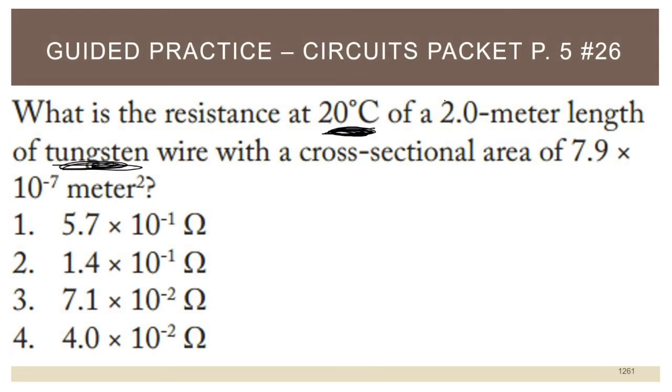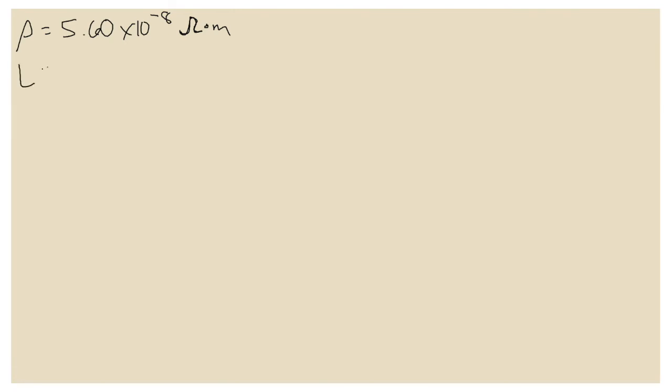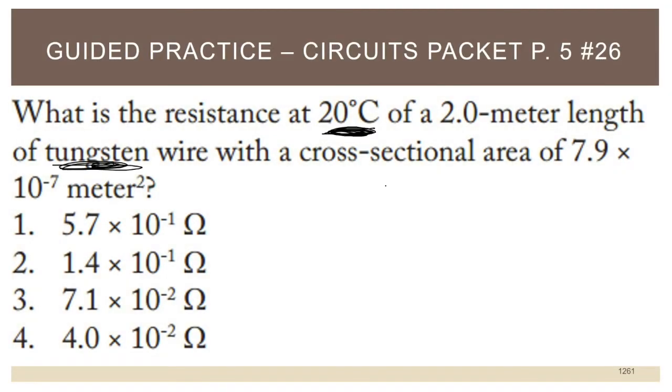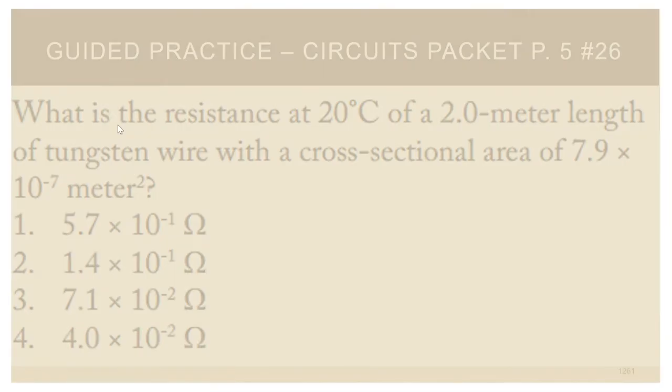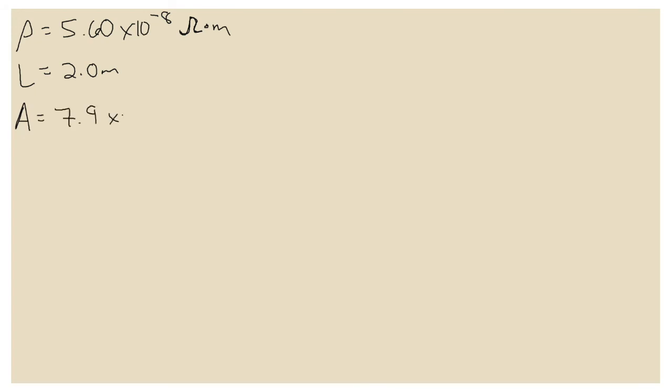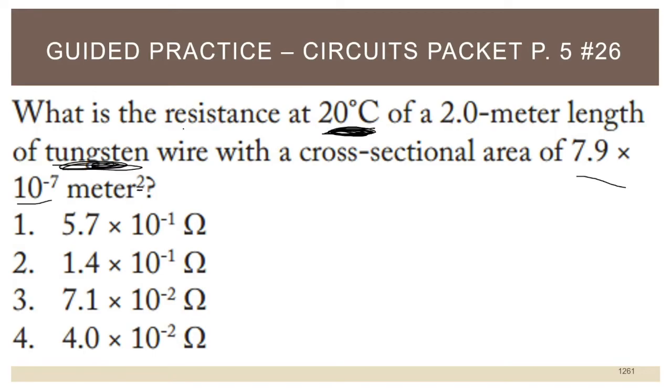The length of the wire, they tell us, is 2.0 meters. And they tell us the cross-sectional area of the wire is 7.9 times 10 to the negative 7 meters squared. So we have 7.9 times 10 to the negative 7 meters squared.